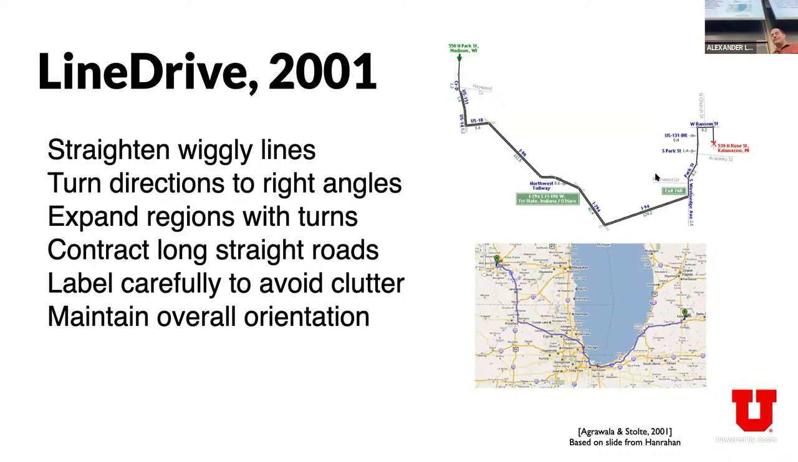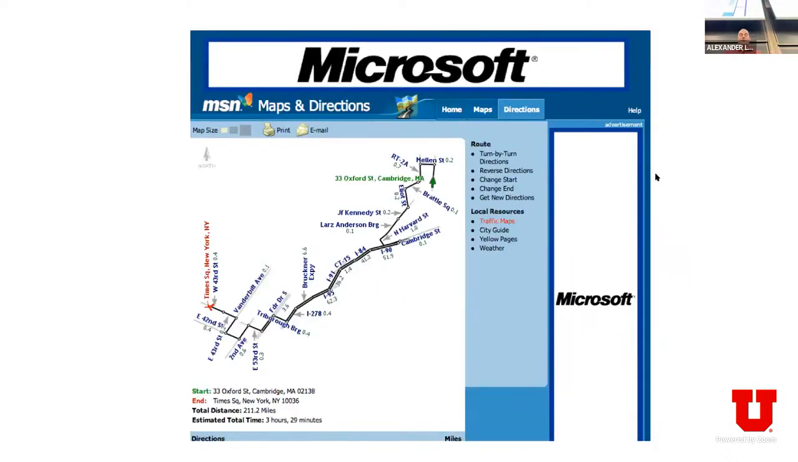And so that's the same principle as we had for this bus map earlier, but now in this case for car driving. This was a paper by a team at Microsoft, and Microsoft actually, when they still had a map product, implemented this in the product, but it did go away eventually.